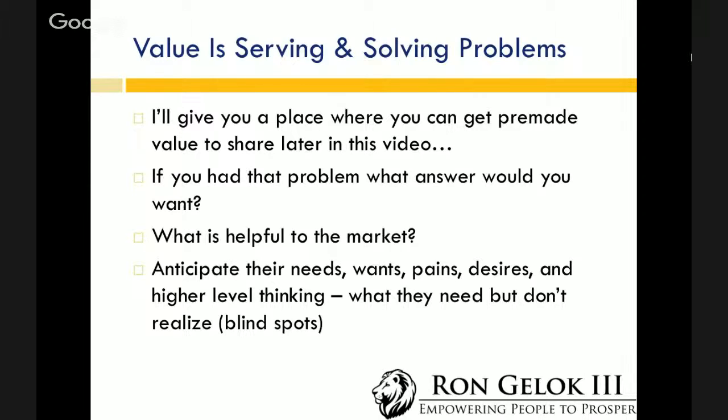A great way to do this is to really be thinking about who you're serving and anticipating their needs. You've heard that expression about being in another person's shoes, like, if you were in my shoes. That's what this is. Imagine yourself in your target market's shoes. You want to anticipate their needs, their wants, their pains, their desires, and even higher level thinking: what they need but don't know that they need yet. What are their blind spots?